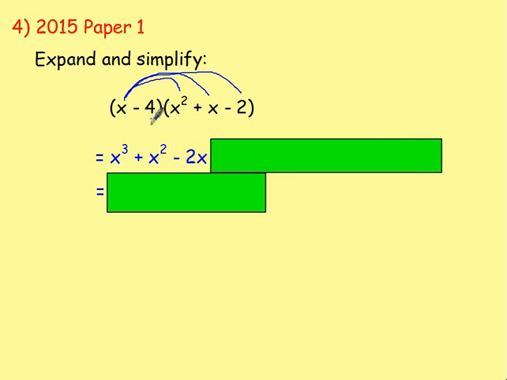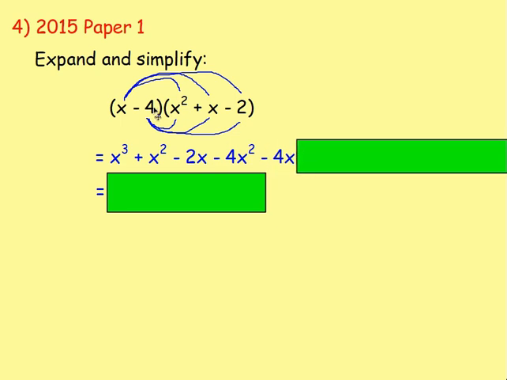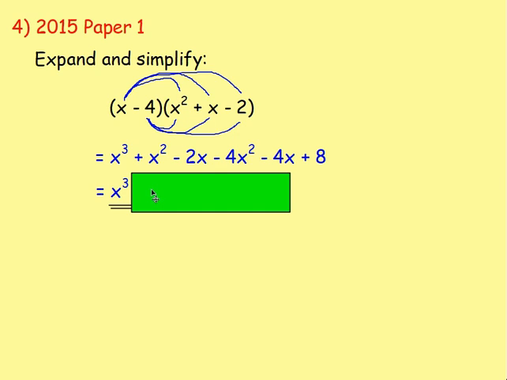Once you've done that, you would do the negative 4 times everything. So negative 4 times x squared, negative 4 times x, and negative 4 times negative 2. So negative 4 times x squared is negative 4x squared. Negative 4 times positive x, well, positive times negative is a negative, and 4 times x is just 4x. And negative 4 times negative 2, 2 negatives make a positive, and it'll be positive 8.